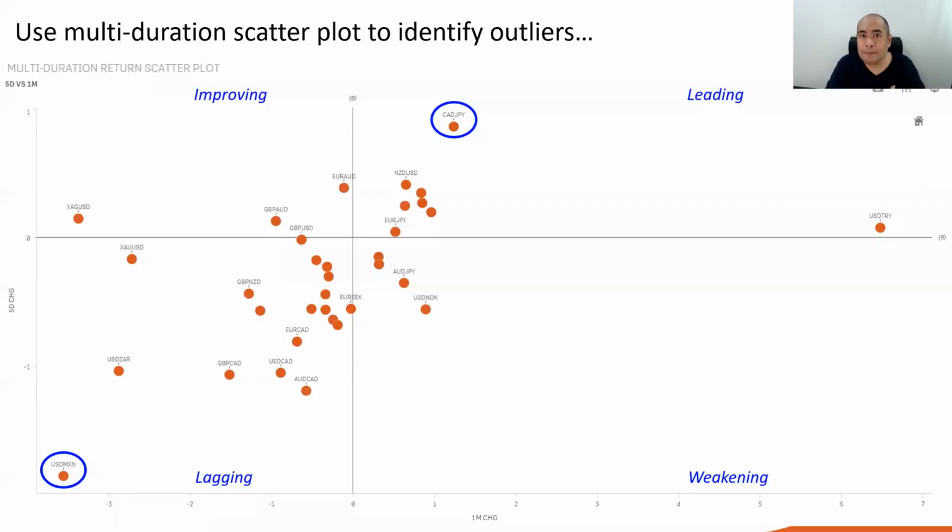And if I wanted to short something, my best opportunity would be to short USDMXN, short USD-ZAR, short GBP-CAD, and whatnot. So that's how I will basically use this scatter plot model. Also, if you look at USDTRY, you can see that it has outperformed on a 1 month basis, but over the past 5 days, it hasn't really done much. It's been pretty much range bound compared to a pair like CAD-JPY.